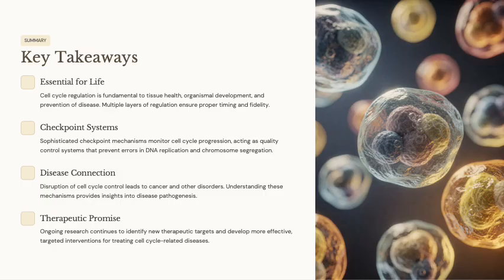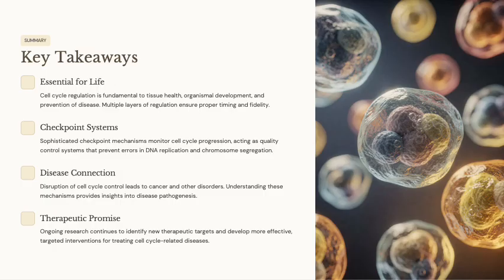Second, cell cycle progression is governed by multiple layers of regulation. These include the coordinated activity of cyclins and cyclin-dependent kinases, the presence of inhibitory proteins, and tightly regulated feedback mechanisms. Together, these systems ensure that cell cycle events occur in the correct sequence and only when conditions are appropriate.